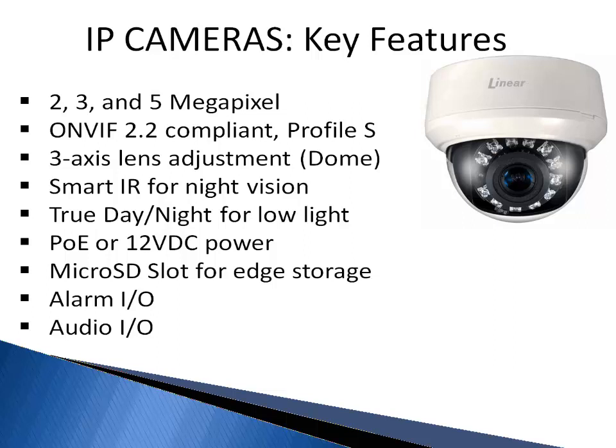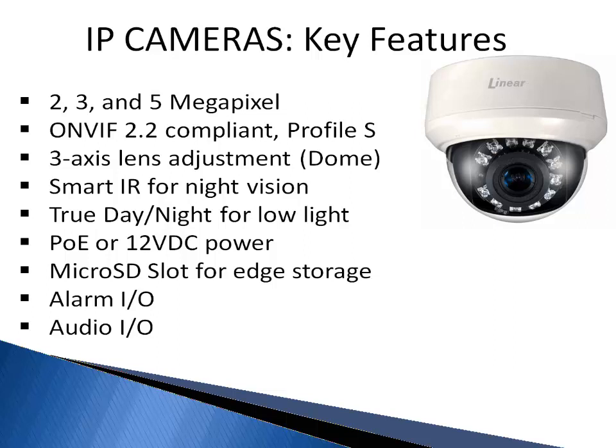The Linear IP cameras are all ONVIF or ONVIF 2.2 compliant with Profile S. This is important for VMS compatibility. The 3-axis lens adjustment makes it easy to adjust the field of view in the 4-inch dome cameras. Smart IR provides infrared illumination for night vision and up to 80 feet for most cameras. The true day-night with the IR cut filter removal for low light environments is the same feature offered with many of our analog cameras, dual power PoE or 12 VDC power.